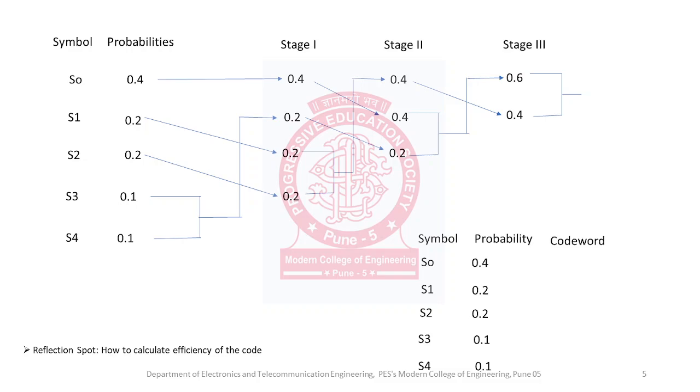Now to each branch we are going to assign a code word. So the code will be either 0, 1 or 1, 0. If we are assigning 0, 1, then to each branch we have to assign it as 0, 1 only. So here we have assigned 0, 1. To this branch also we are going to assign 0, 1.